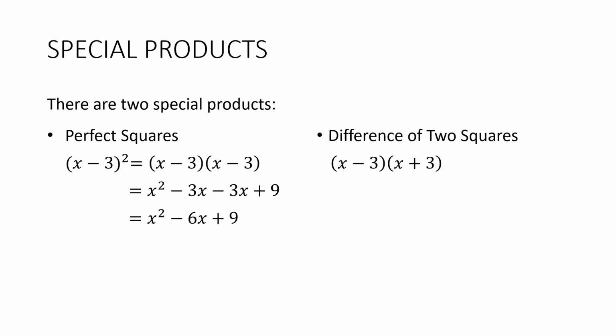The difference of two squares will look like this. We'll have the same elements, so they're both x's, they're both 3's, but different signs. And when we do FOIL on this, the middle terms cancel out, plus 3x minus 3x, and we end up with x squared minus 9. It's called the difference of two squares because it is the difference of two squares. 9 is 3 squared.